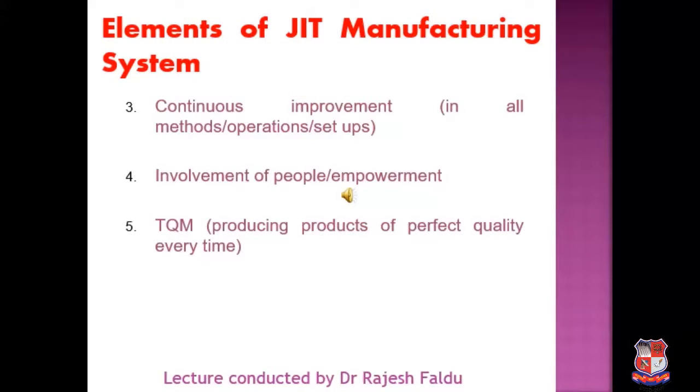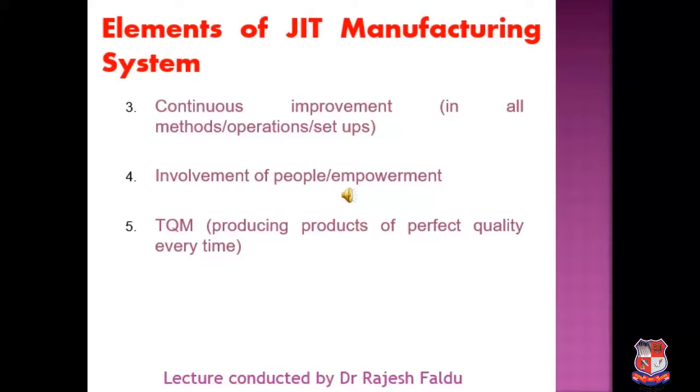Another element of the JIT system is that continuous improvement in all methods, operations or setups needs to be done. If any organization wants to implement JIT, it must focus upon continuous improvement. Also, involvement of people has to be there. That is, employees or workers have to be empowered, and teamwork has to be promoted.